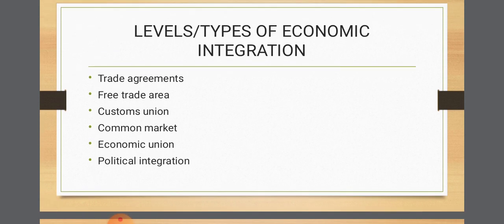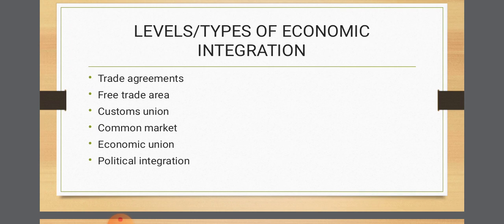After doing this, you will understand that these levels are in stages. I mean, talking about trade agreements, this is the basic stage or the first stage or the minor stage of the levels of economic integration. And when we come to political integration, it is the highest level of economic integration. So let's just start this.